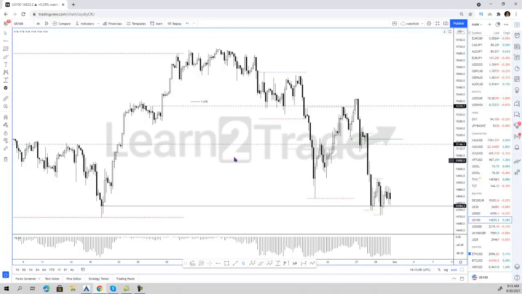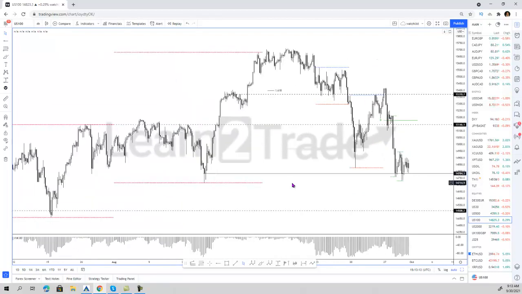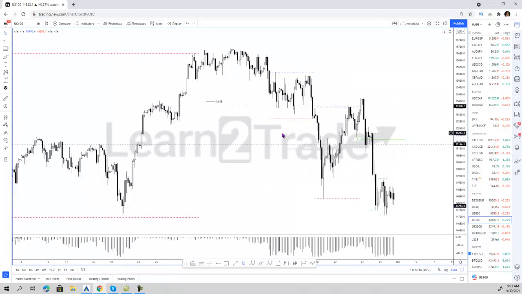So, bullish views on the Nasdaq. I don't have a plan for a bearish scenario here. Only a bullish scenario. So, if price breaks with today's lows, this idea is no longer valid in my mind.